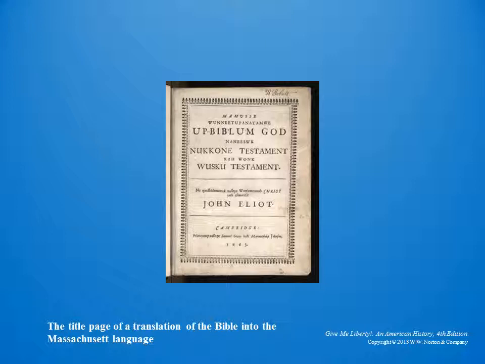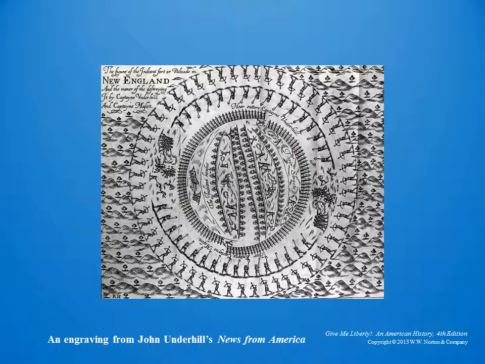Here we can see the title page of a translation of the Bible into the Massachusetts language. This was published by John Eliot in 1663. So this is one attempt by the Puritans to get the word to the natives. This is an engraving from John Underhill's News from America, published in London in 1638, showing the destruction of the Pequot village at Mystic River, 1637, the year before. You can see the colonial forces firing guns, aided by their Indian allies with bows and arrows.